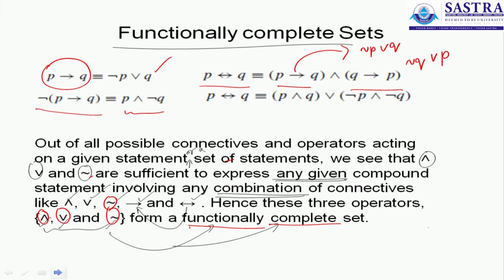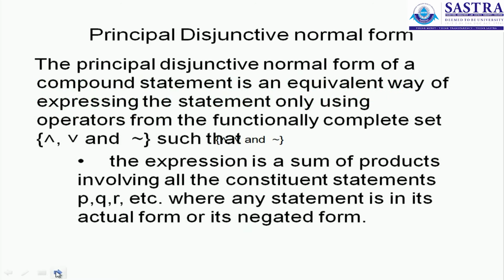But why is this necessary? Because what we'll see next is something connected to this. We will have a look at what is called the principal disjunctive normal form of a given statement. What does it mean, or why do you need it? You see that on your screen.